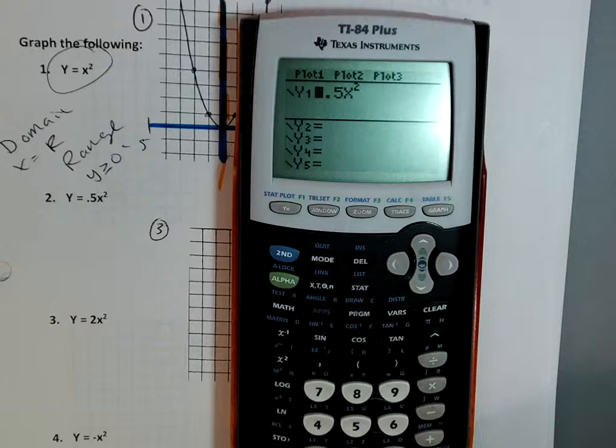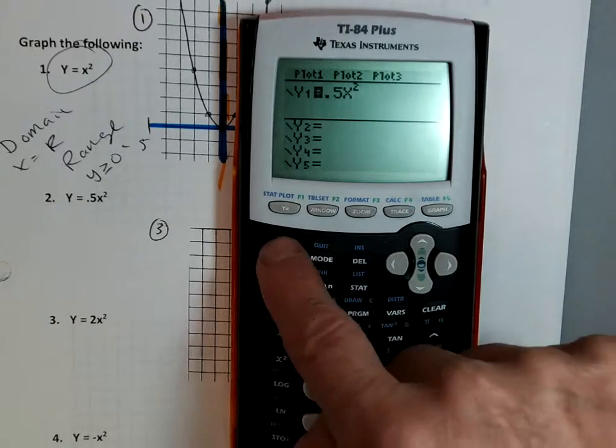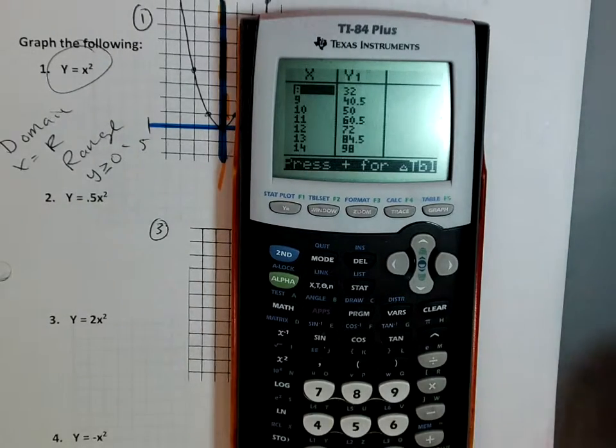What are you trying to get to? Oh, there's a question table. 3. Oh, there it is. Table. There it is. Okay.